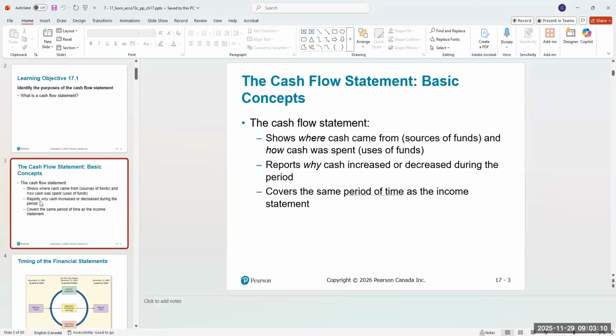Now, the cash flow statement is going to show you if the company has the ability to generate cash, and when they generate the cash, where the cash goes. So we're seeing what's coming in and what's going out. The cash flow statement is going to tell you how the cash has changed during the year. Did it increase? Did it decrease? If there's an increase, why is there an increase? If it decreased, why is there a decrease? And the cash flow statement covers the same period that the income statement and balance sheet cover. So basically, those three statements are for the same period of time.